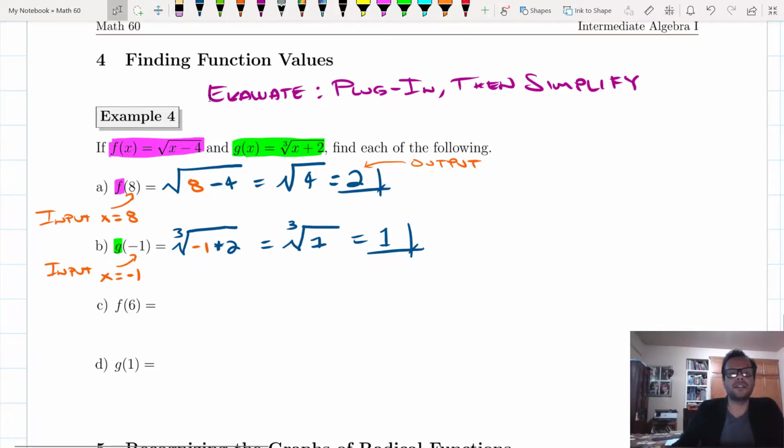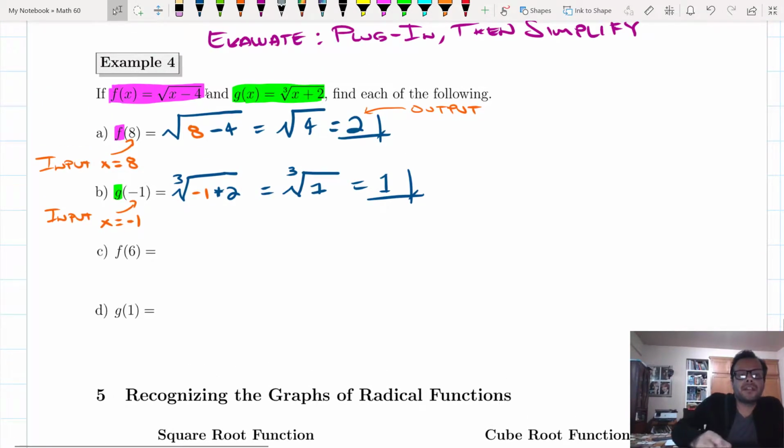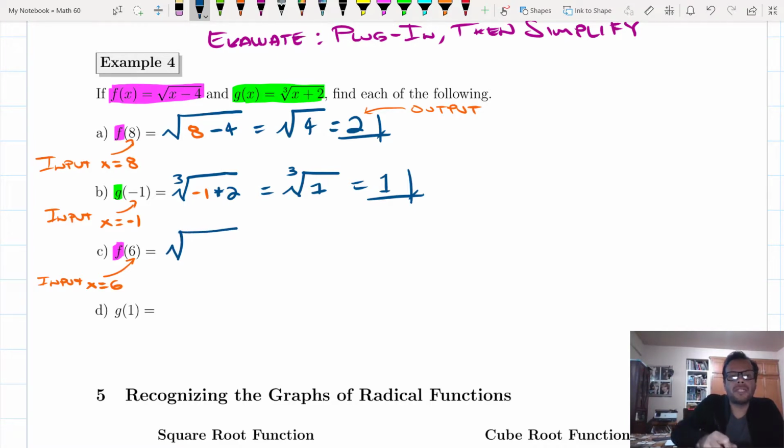Okay, let's look at the other examples. F of 6. In this case, the letter f right here is indicating that we should use the first function, f of x, right? In this case, the input will be x equals 6. Okay, so plug in square root of, replace x with the number 6, and then subtract 4, right? So 6 minus 4 equals square root of 2.